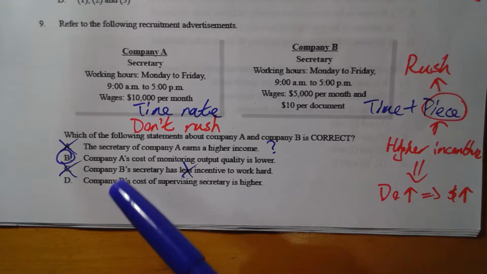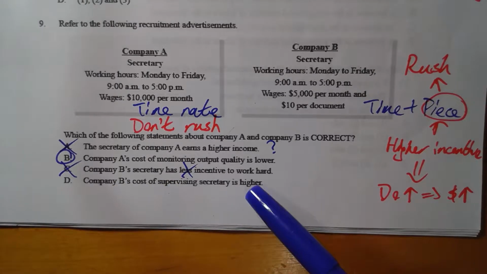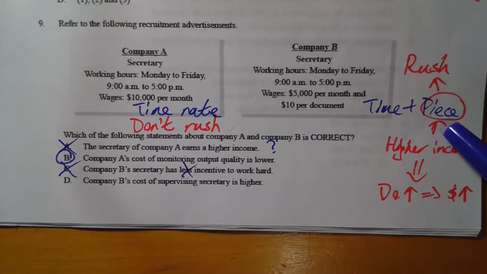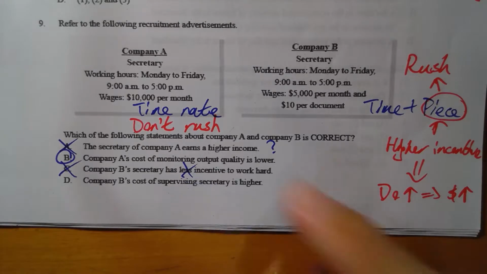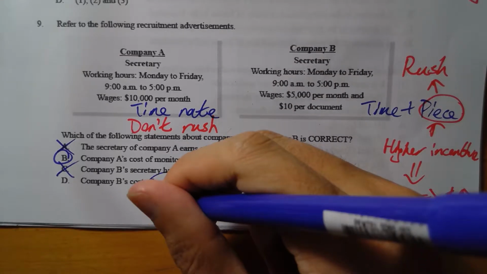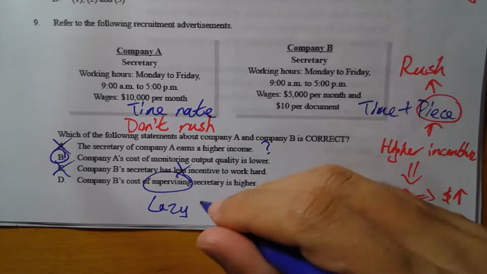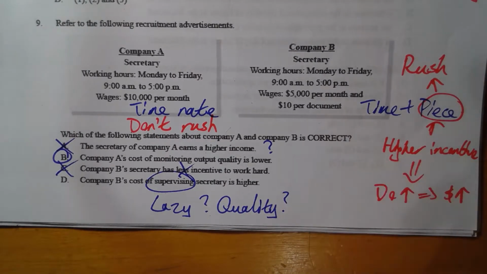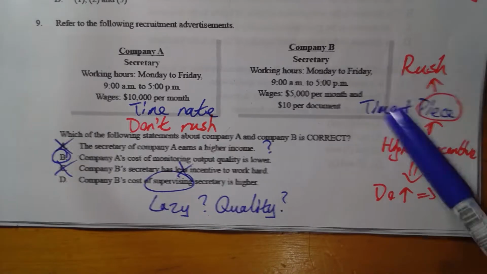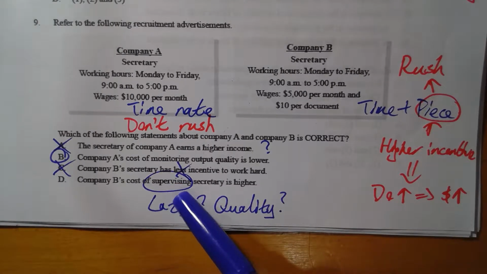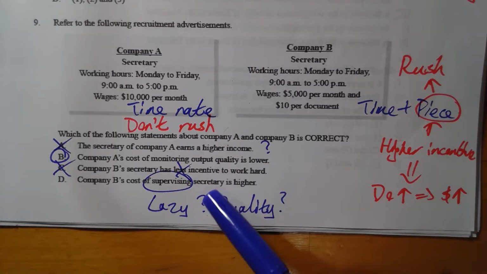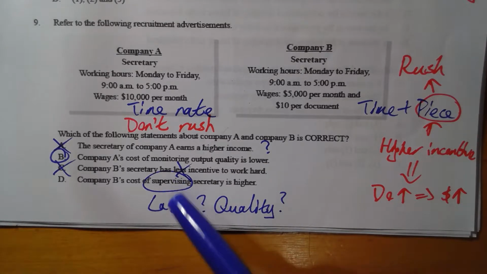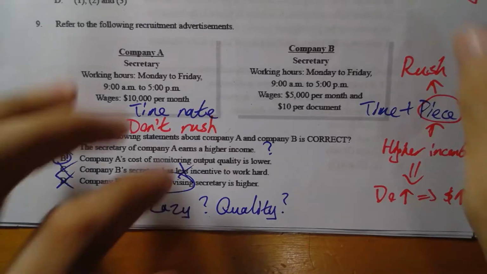Okay, now here for D, cost of supervising secretary is higher. Here, I think it's just the opposite, right? They will be more hardworking. Now, there are two problems with this word, supervising. First of all, are you supervising for laziness or are you supervising for quality? We don't know, right? Second, I think for time plus piece, the cost of supervising is mostly about laziness, right? Supervising laziness is higher. I think it's just the opposite, right? So, easy question.